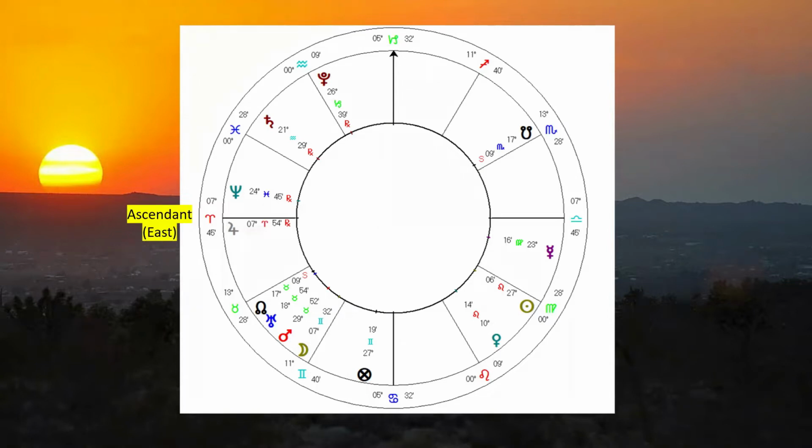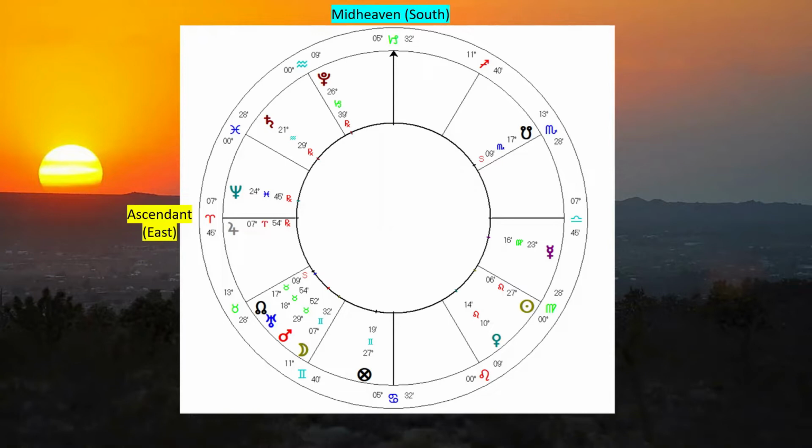The sun rises over the horizon on its path until it reaches its culmination point, that is to say, its highest point on the ecliptic. We call this point, logically enough, the midheaven. It's the point where the sun is the highest in the sky at the latitude where you were born.